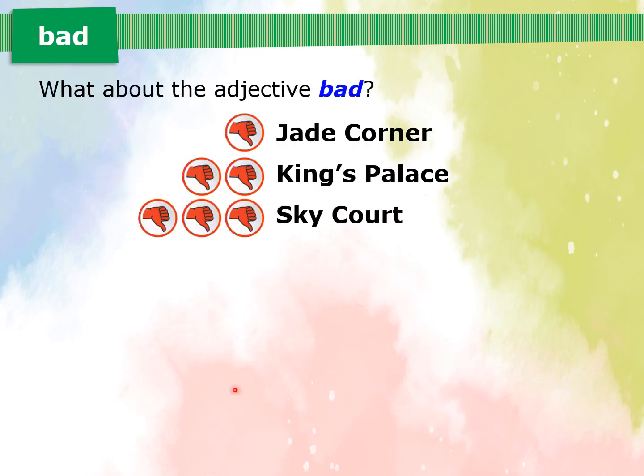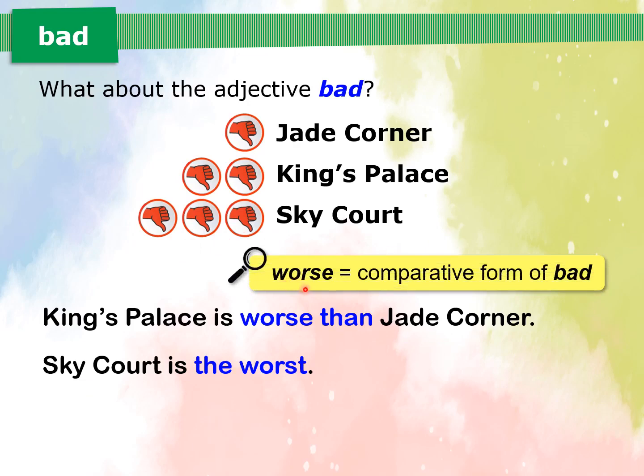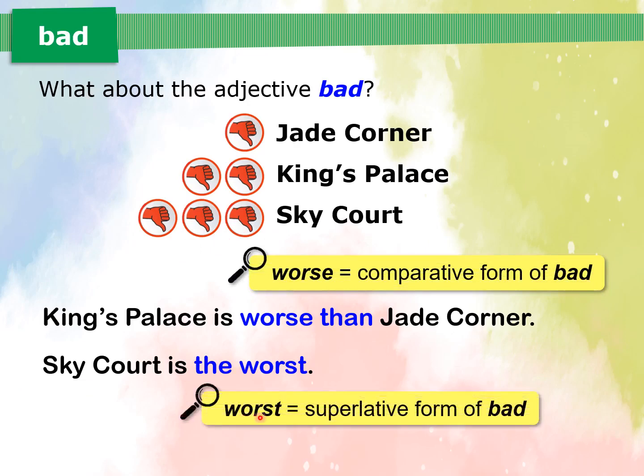What about the adjective bad? Look at these restaurants. King's Palace is worse than Jade Corner. Sky Court is the worst. Worse is the comparative form of bad. Worst is the superlative form of bad.